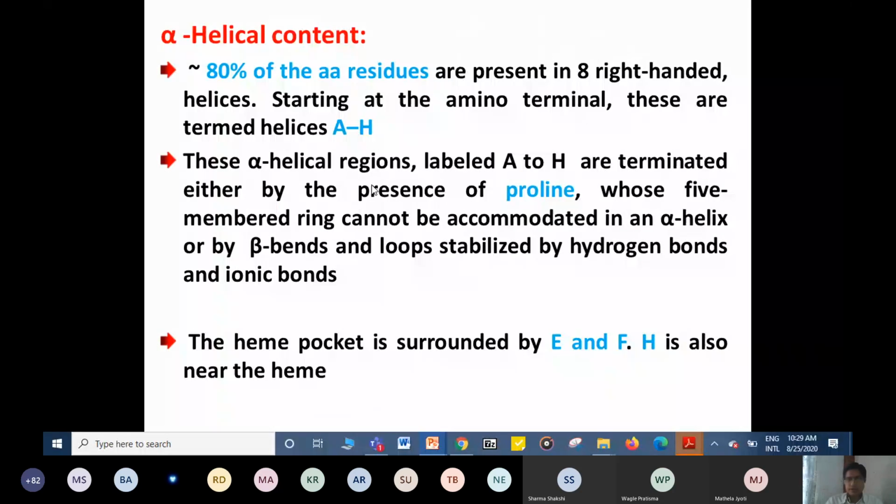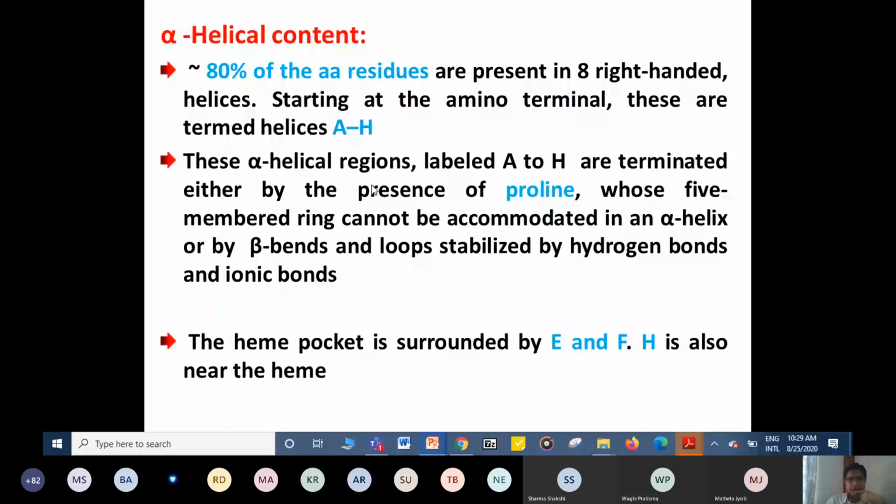E and F is okay. H is also near, you can see. The photo is taken from a different side, that's why this is slightly farther away. H is near, but slightly farther than E and F. But this G group is farther from this heme group.